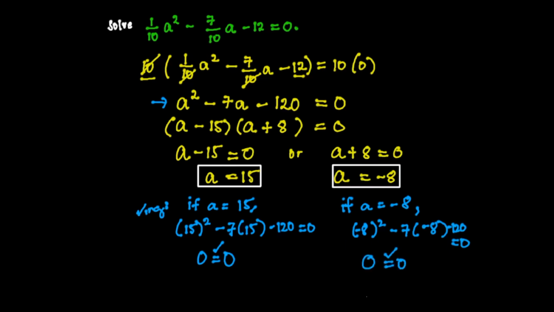So if that is equal to 0, then we conclude that these two roots, 15 and negative 8, are the final answer of this given equation.